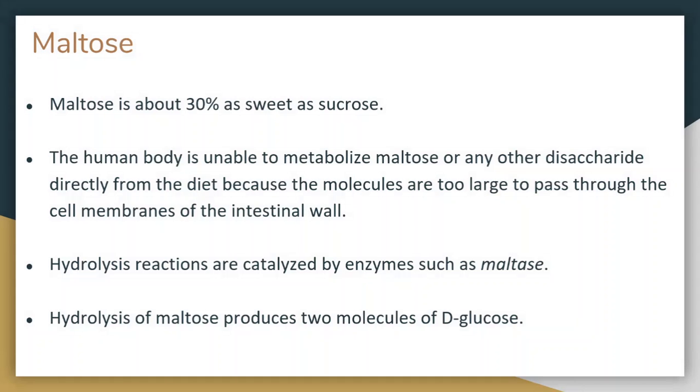Maltose is about 30% as sweet as sucrose. The human body is not able to metabolize maltose or any other disaccharide directly from the diet. Also these molecules are very large, they cannot simply pass the membrane. So that is why hydrolysis is required. How will it happen? With the help of an enzyme. Which enzyme? Maltase. Maltase acts on it, it is converted into glucose subunits and these are absorbed.